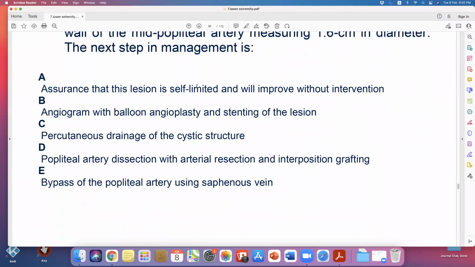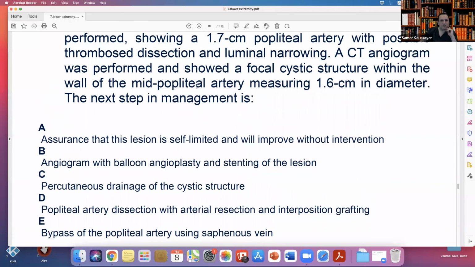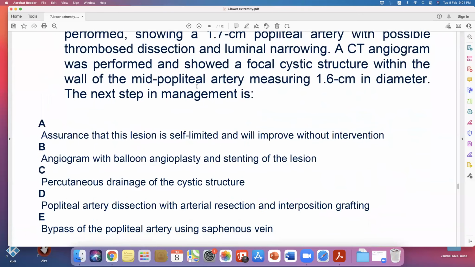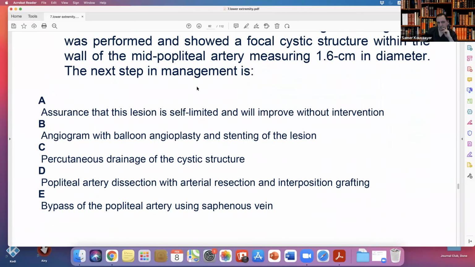Okay. Angiogram with balloon angioplasty and stenting of the lesion. The lesion is outside the wall. Yeah, and it's compression, it works, but for the popliteal artery, you don't want to put a stent in the popliteal artery, especially in the young. How old is she? She's young, right? She's 42. So it's not the best option, you know? So I don't think it's the best option.